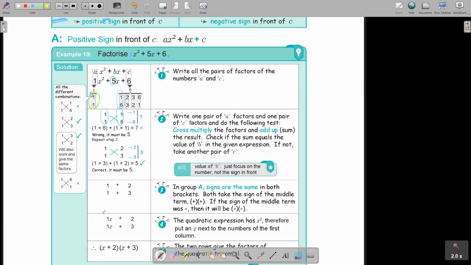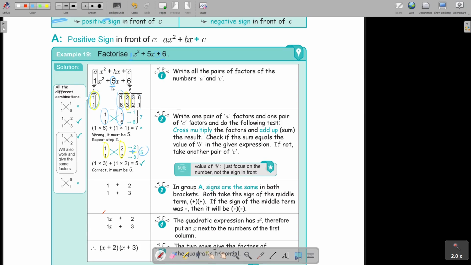Now let's try again. I take 1 and 1. I take 2 and 3. 1 and 1, 2 and 3. I cross multiply. So 1 times 3 is 3. 1 times 2 is 2. And if I add, because why do I add? Because I am in group A. We add. I get 5. Oh, bingo. I got it. 5. Now it's just the signs.